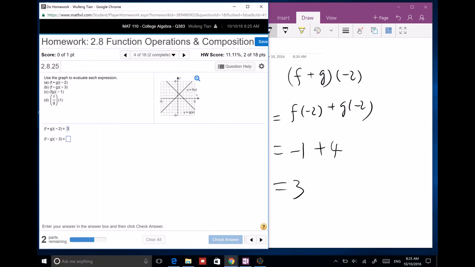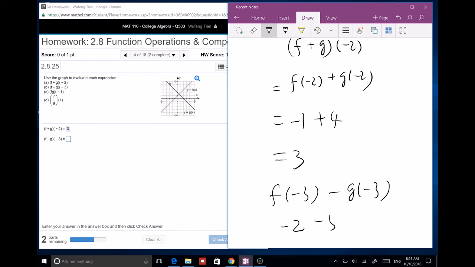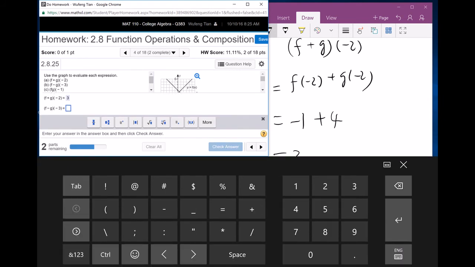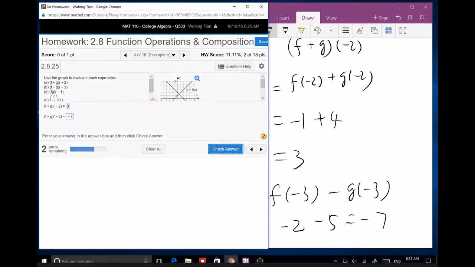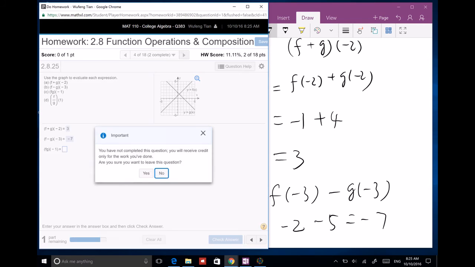And then f minus g at negative 3. I think you can do that yourself. You find f(negative 3), you find g(negative 3), then subtract those two. F(negative 3) goes to negative 2. G(negative 3) goes to 5. So negative 2 minus 5, which is negative 7. So basically just find those two and subtract them. Alright, so I'll skip this. You finish the rest too.